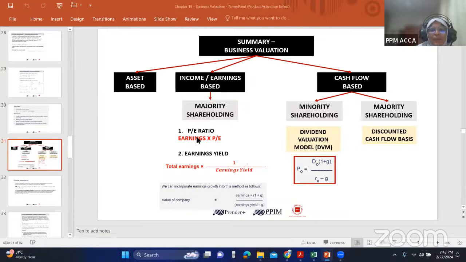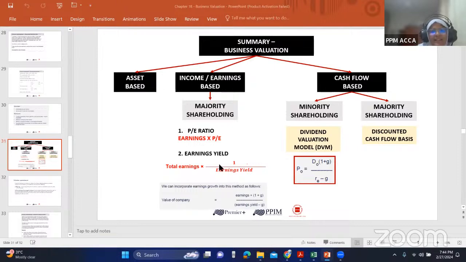If you're going for an income or earnings based method, you can either go for the PE ratio, which is the earnings into the PE, or you can go for an earnings yield method. And why do we say that? Because the earnings yield is the reciprocal of the PE ratio. Okay, the earnings yield is usually the reciprocal of PE ratio. So if PE ratio is MPS over EPS, earnings yield is EPS over MPS.